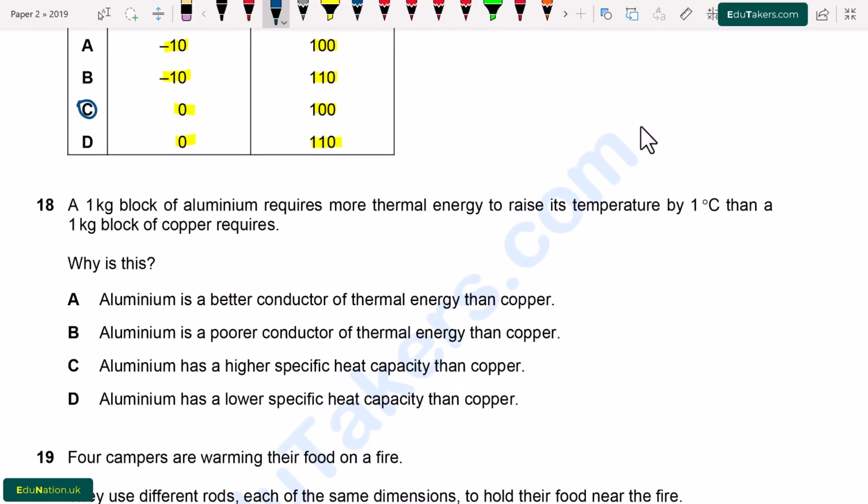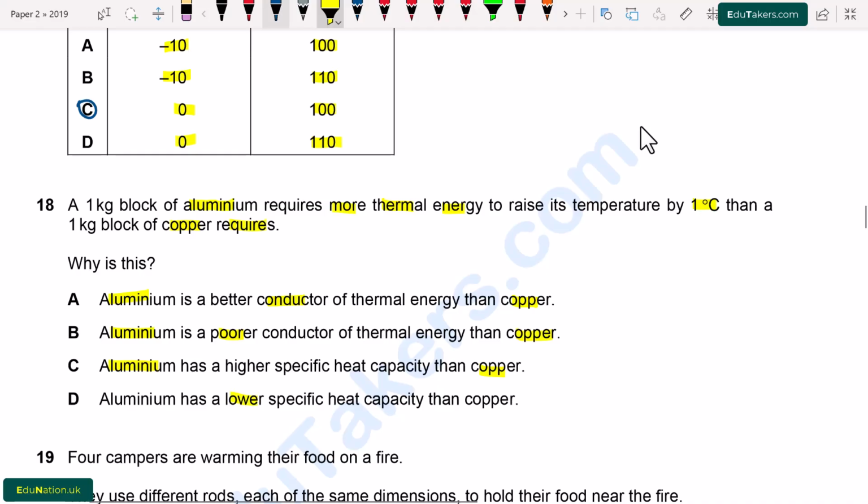Question number 18. A 1 kilogram block of aluminium requires more thermal energy to raise its temperature by 1 degree C than a 1 kilogram block of copper requires. Why is this? A. Aluminium is a better conductor of thermal energy than copper. B. Aluminium is a poorer conductor of thermal energy than copper. C. Aluminium has a higher specific heat capacity than copper. D. Aluminium has a lower specific heat capacity than copper.